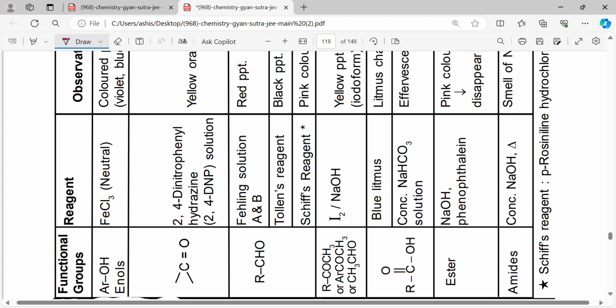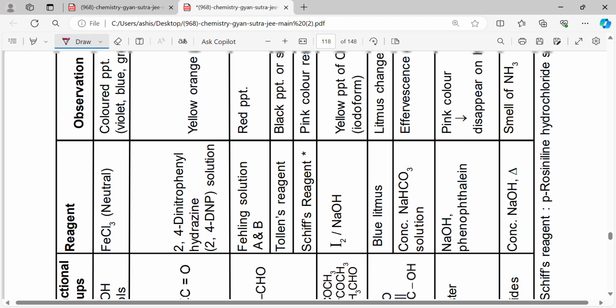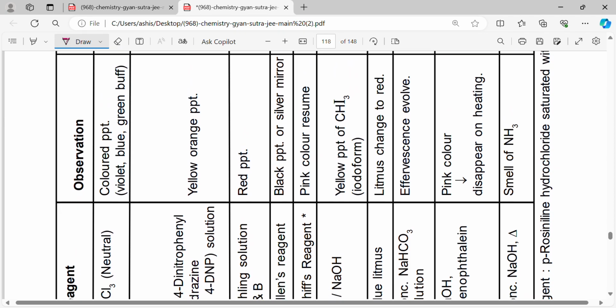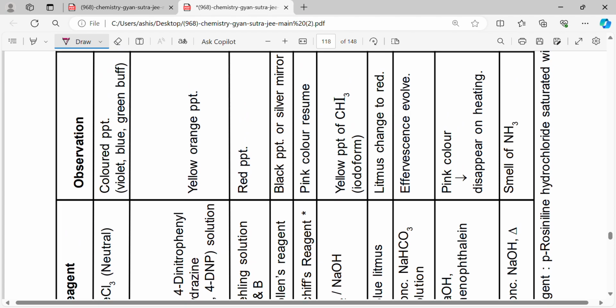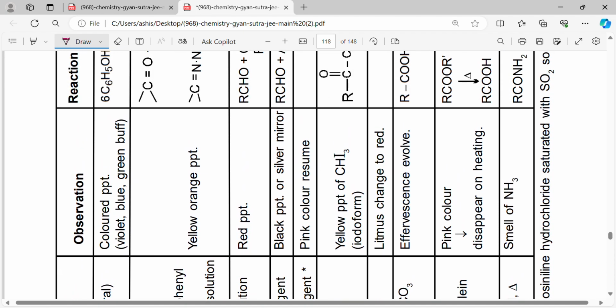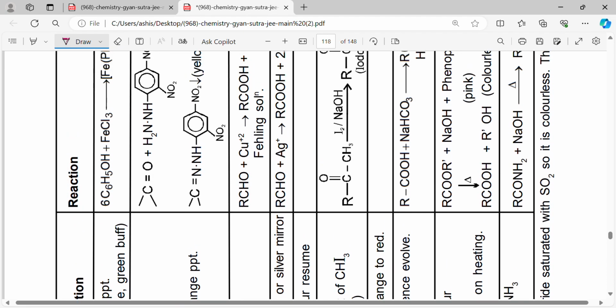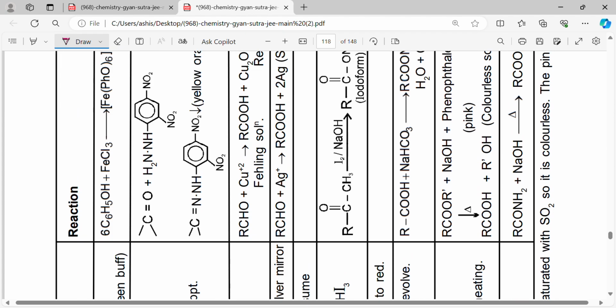Aldehyde, yes, aldehyde can be distinguished using Fehling solution, Tollens solution or Schiff reagent. In the case of Fehling solution, there is a red precipitate. In the case of Tollens reagent, or ammoniacal silver nitrate, that is called Tollens reagent, when it reacts with aldehyde, then a silver or black precipitate of silver mirror will form. And if Schiff reagent reacts with aldehyde, then the pink color will be restored.